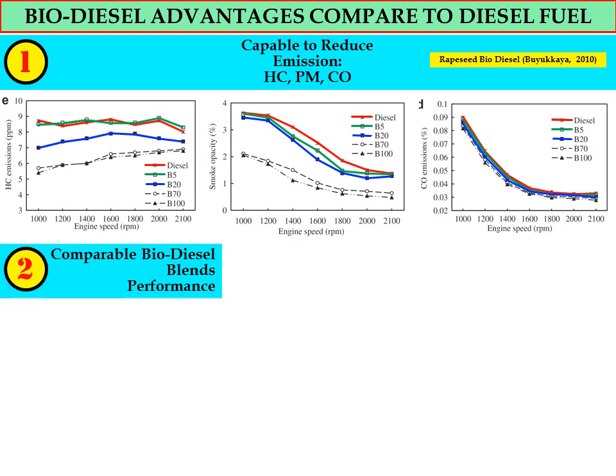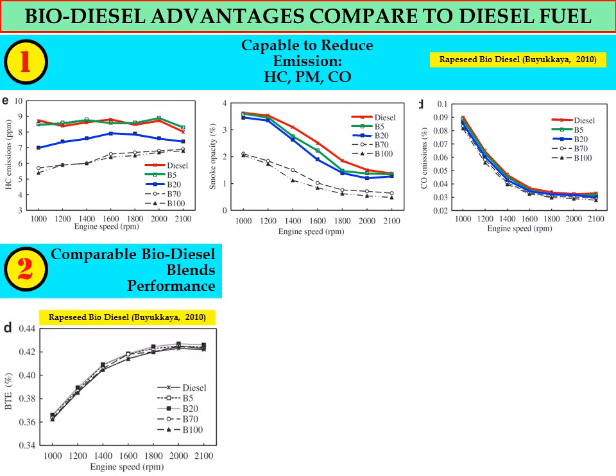Okay, the second advantage of biodiesel fuel is in terms of performance. Biodiesel fuel has comparable performance compared to diesel fuel. So if we look at the result obtained by Buyukaya 2010 by using rapeseed biodiesel fuel, the graph shows the brake thermal efficiency versus engine speed for diesel fuel, B5, B20, B70, and also B100. So we just look at the comparison between diesel, B5, and also B20. So we can see this red color line for diesel, green color line for B5, and also for B20.